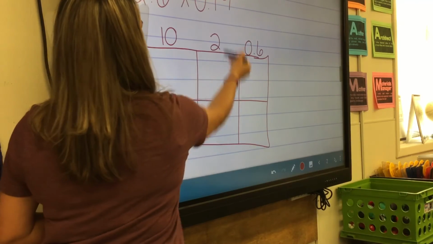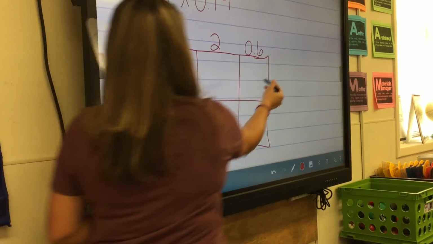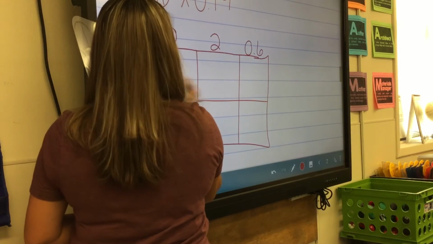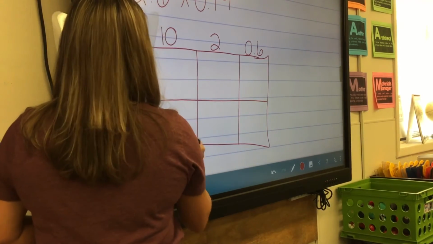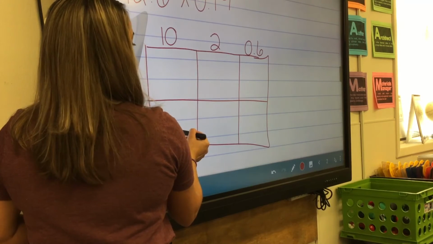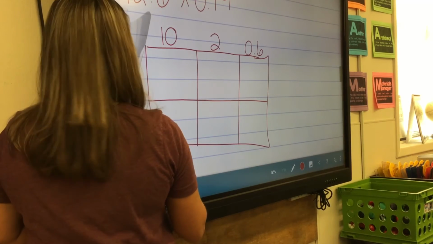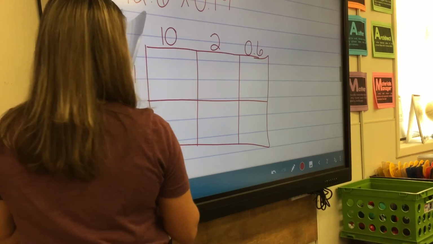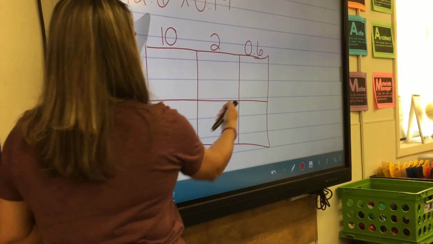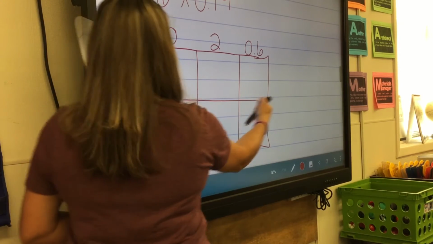So what about here? How many will be behind the decimal? 1. What about here? No. How many will be behind the decimal? 2, right? So then how many is going to be behind the decimal here? How many places behind the decimal? 1. Well, there's 1, 2. So there'll be 2 here, right? How many here? 2. And then how many here?